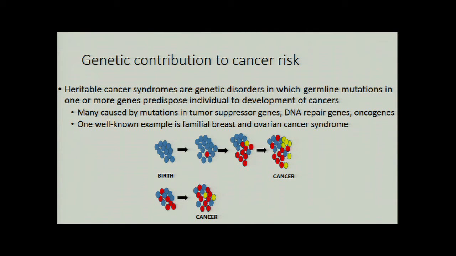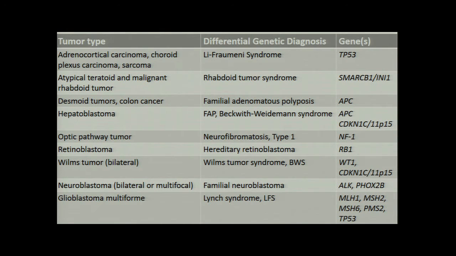However, unlike this syndrome, our understanding of cancer predisposition syndromes in the pediatric population is lacking. Most cases are probably undiagnosed, and very few syndromes have established guidelines for management. So this is a table of just a select group of tumor types, their differential genetic diagnoses and causative genes.